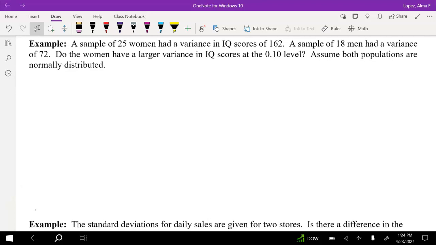Now, on this first example, I'm going to start by listing the data. A sample of 25 women, so N is 25, had a variance in their IQ scores of 162. We did a second sample of 18, and they had a variance of 72. Notice I didn't call them S sub 1 or S sub 2 because I have to write them down first. And as soon as I see that the first sample that I took has the larger variance, that becomes sample 1.